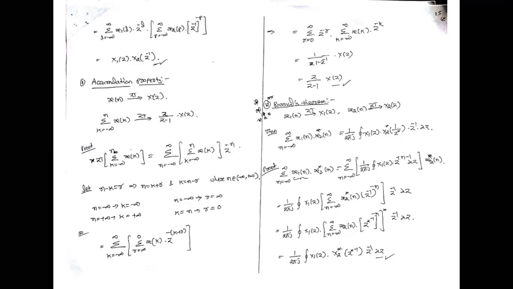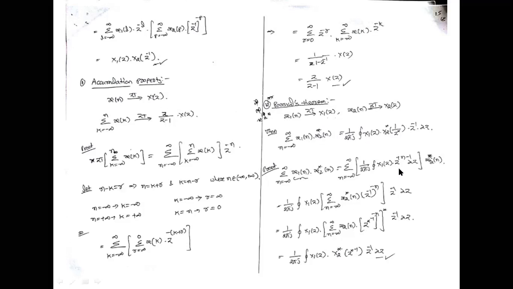You have to prove that the sum of n equal to minus infinity, x1 of n with the conjugate of x2 of n, is equal to 1 by 2 pi j, the integral of x1 of z, x2 star of 1 by z star, z inverse dz.